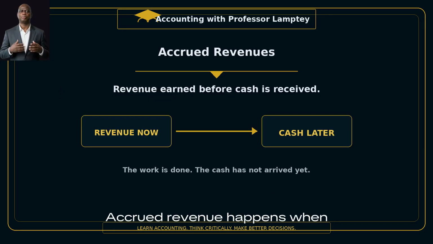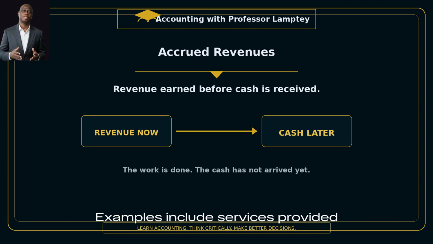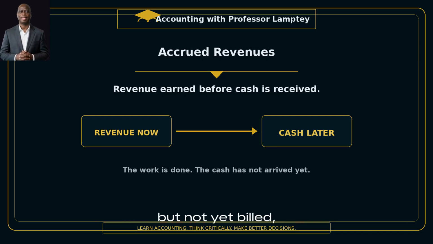Accrued revenue happens when a business has earned revenue but has not yet received cash or recorded the revenue. Examples include services provided but not yet billed, interest earned but not yet received, and rent earned but not yet collected. The work is done, the cash has not arrived yet, but the revenue has been earned.